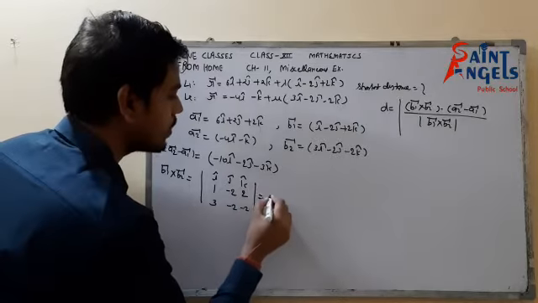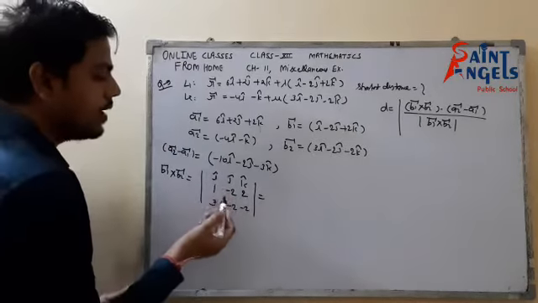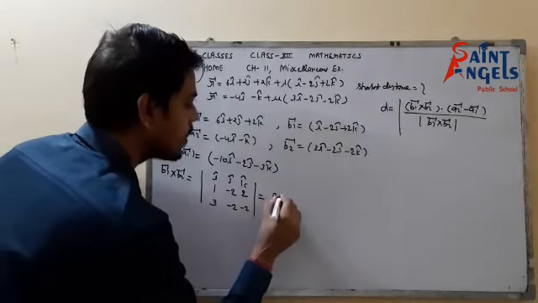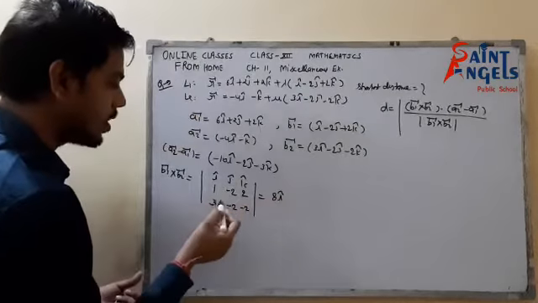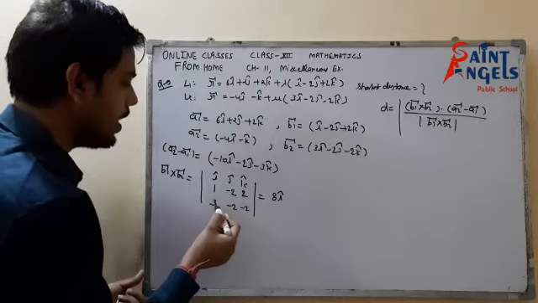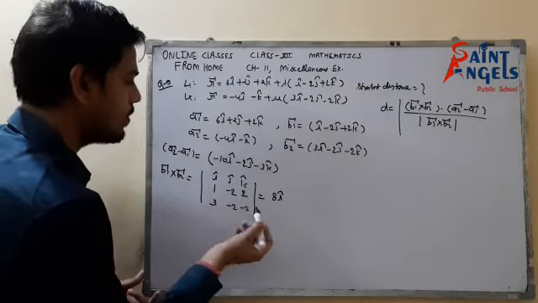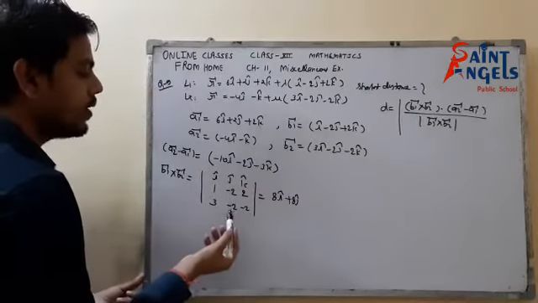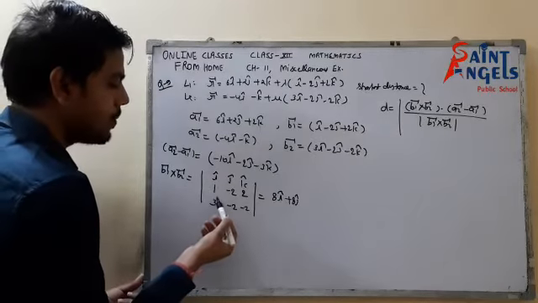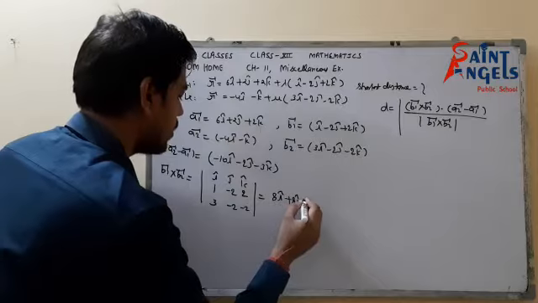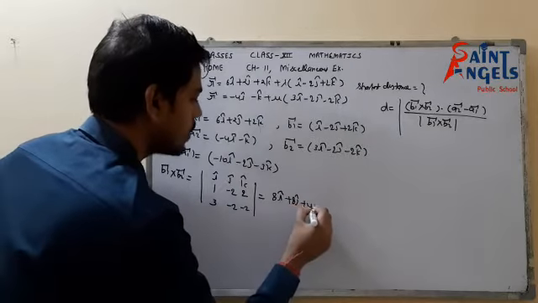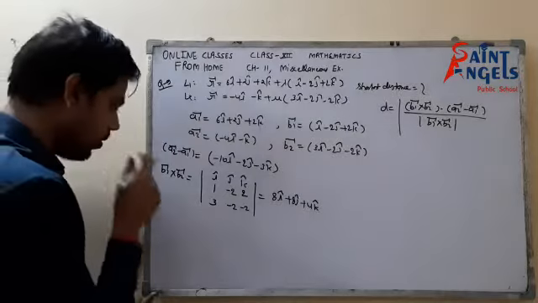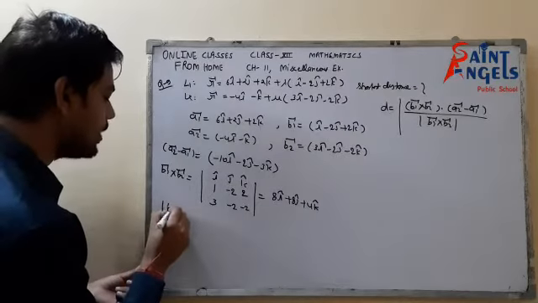So now solve it. I am solving directly. So for i, that would be 4 plus 4, 8i. Then minus j, that would be minus 2 and minus 6, minus minus, plus 8j. Then for k, that would be minus 2 and plus 6, it means plus 4k. So this is the b1 cross b2 vector. Now we have to find its magnitude.